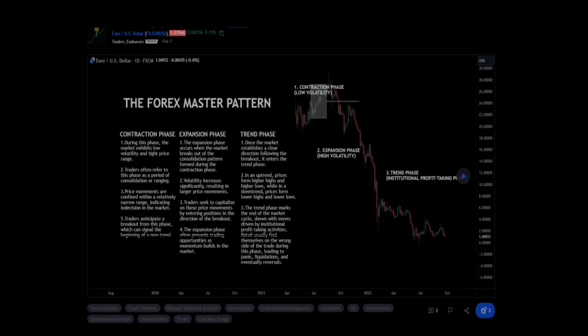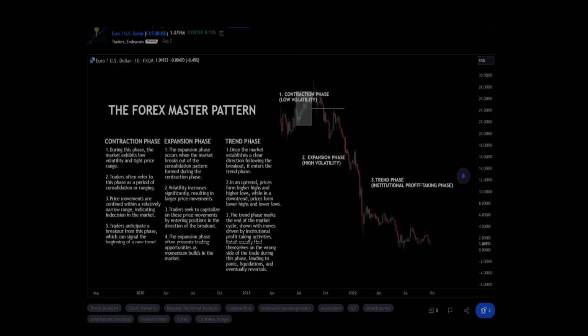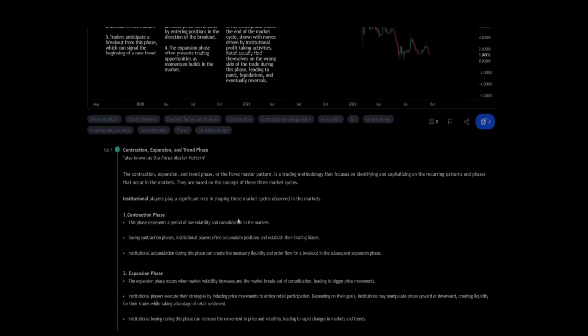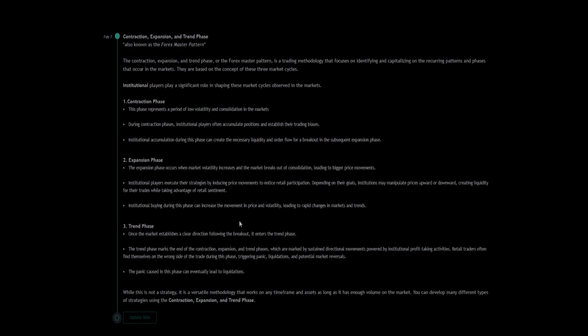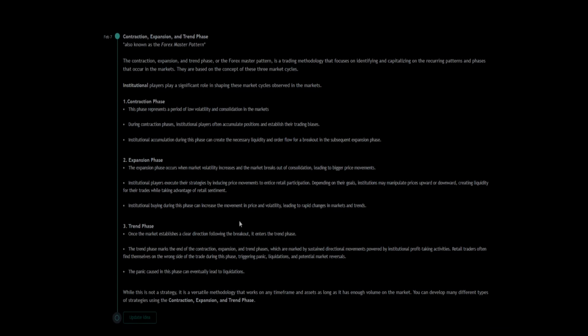The first phase of the master pattern is the contraction zone. This is when price movements become increasingly narrow, and you can notice low volatility and a tightening of price action. The contraction phase typically represents a temporary pause or buildup of energy before the market makes a significant move in one direction. You should avoid trading in contraction zones.